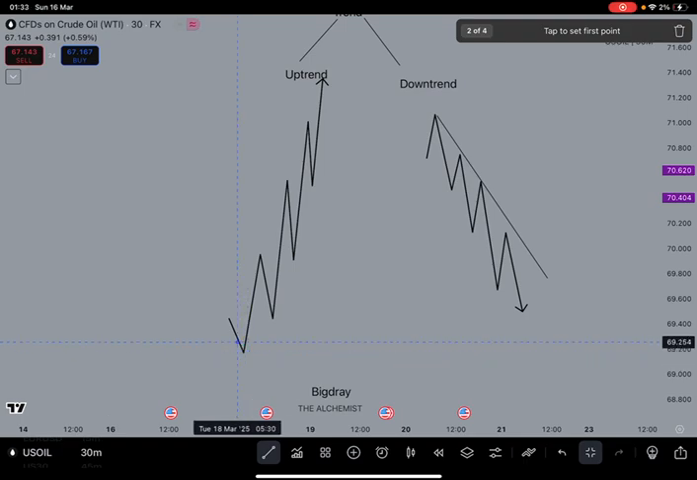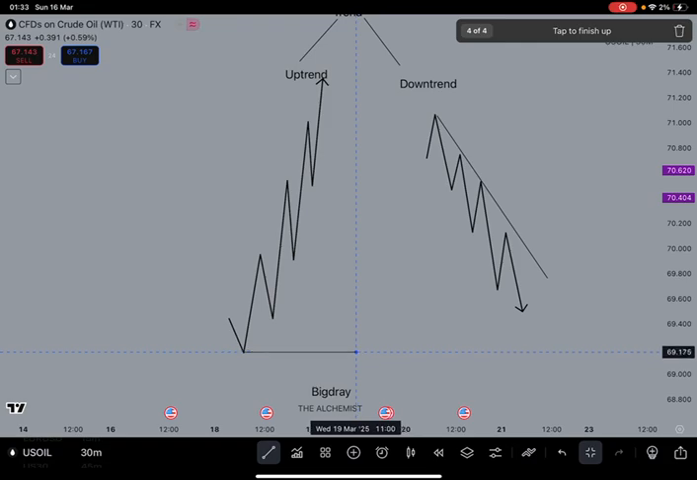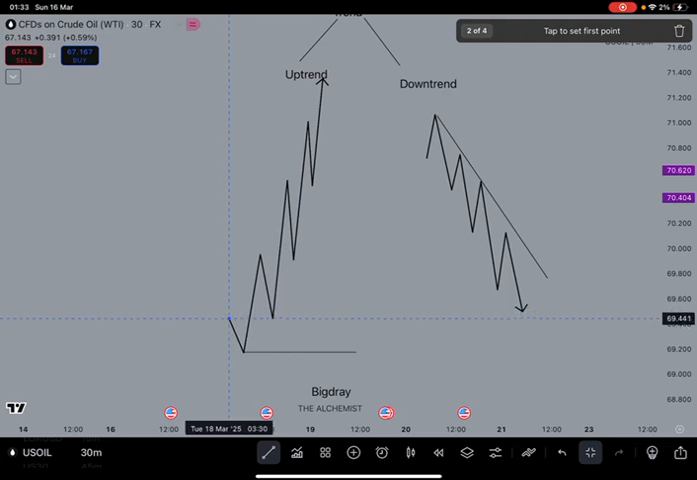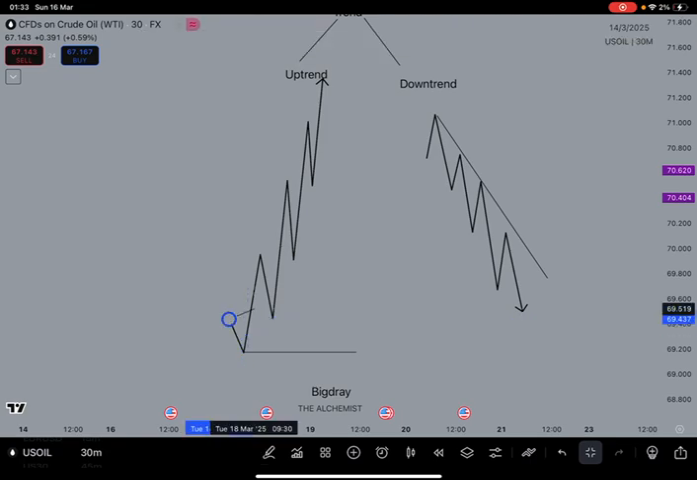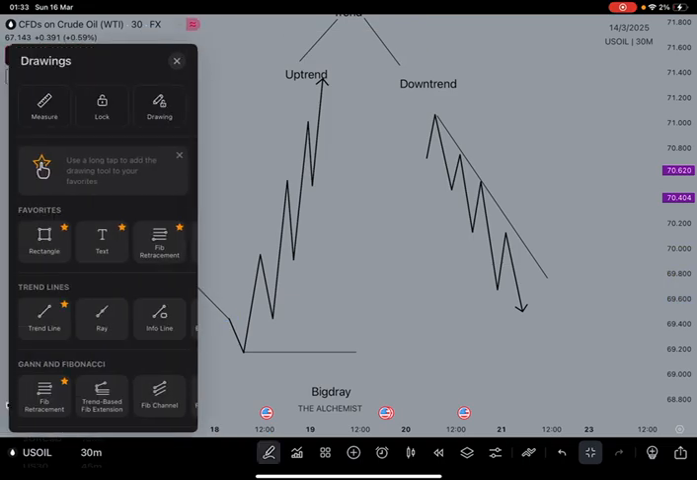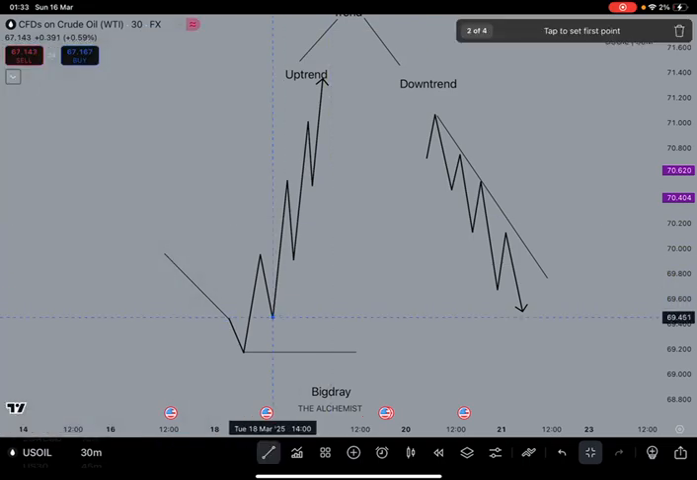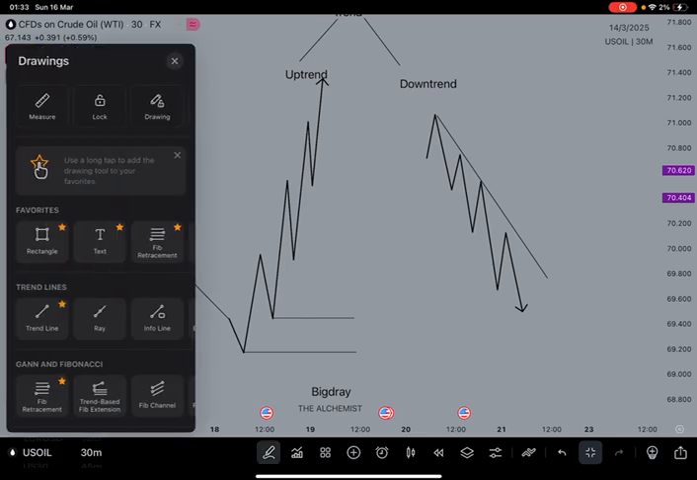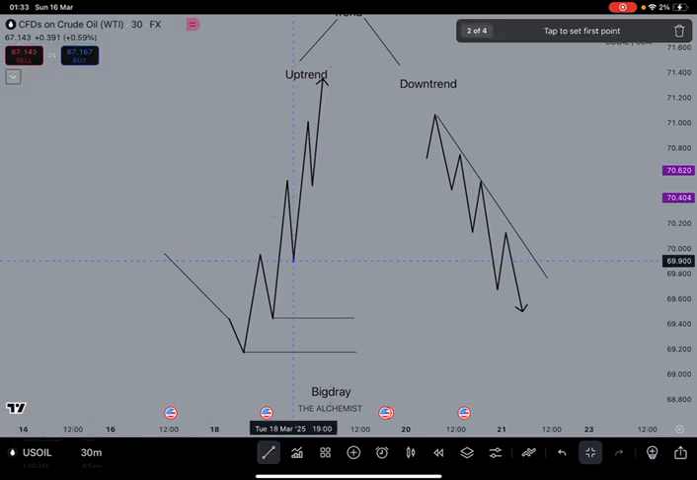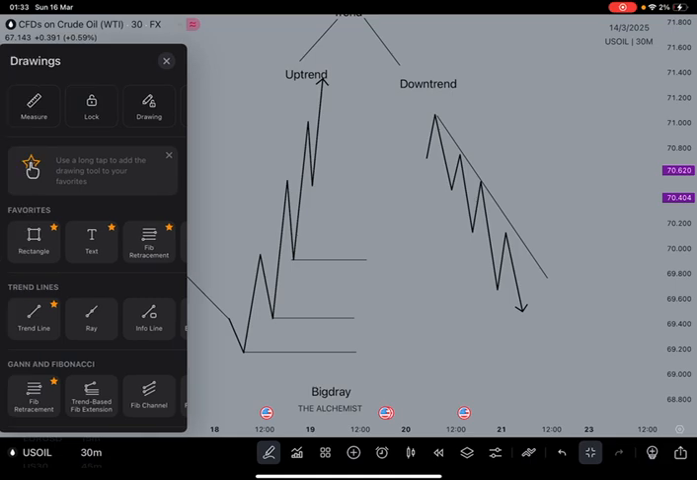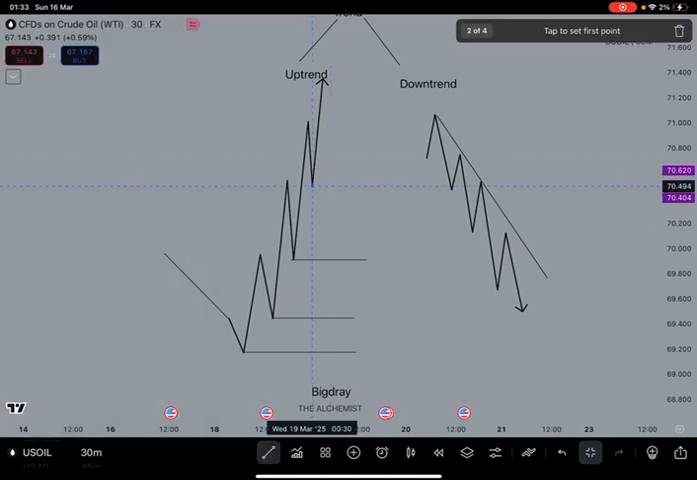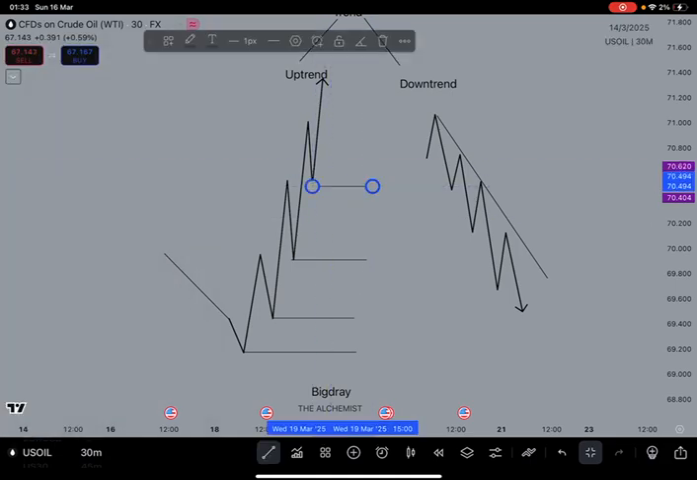This is a support. The low that was created before breaking structure is a support, and the structure that was broken is a resistance. This is a support. This is a support. This is a support. Can you see?